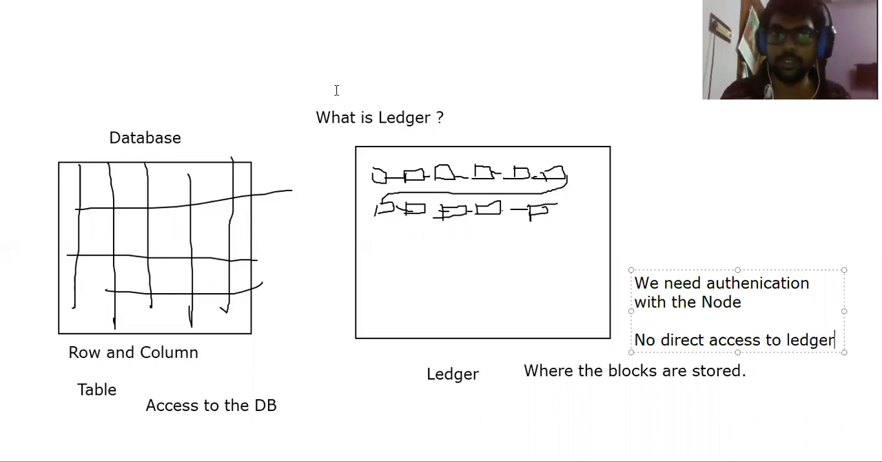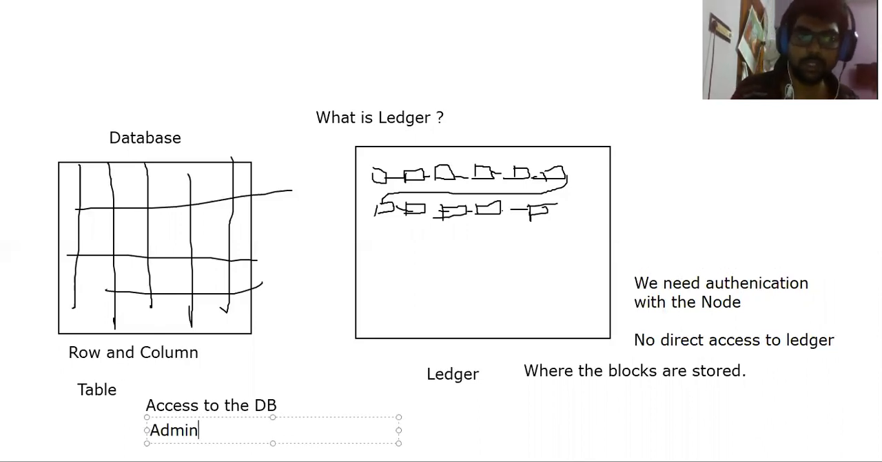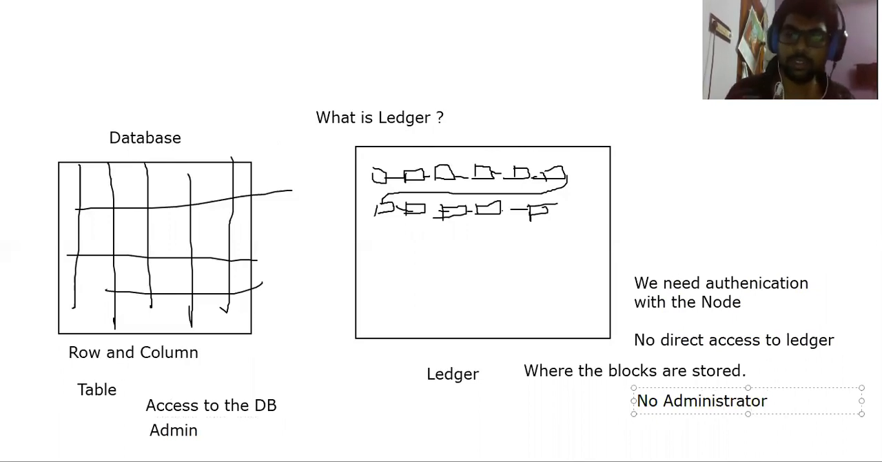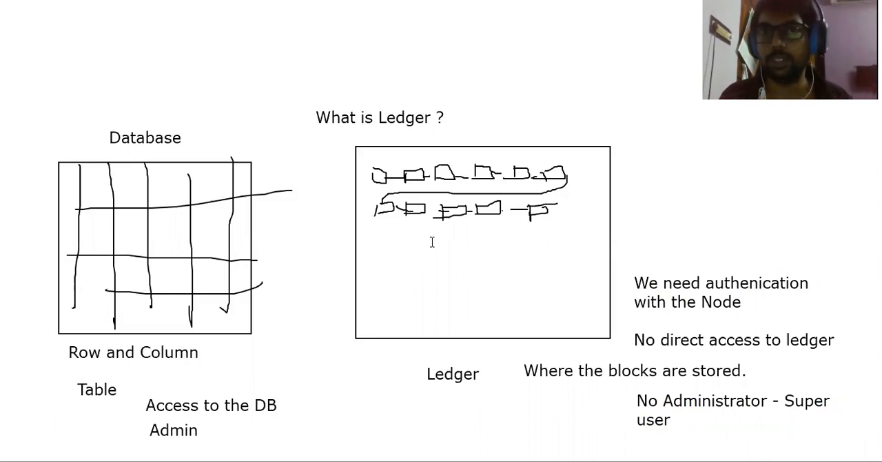In a database, it is the admin who makes, deletes, or puts the data. But in blockchain there is no administrator concept. There is no administrator or super user in blockchain. That's why we call this ledger a trusted technology, because there is no administrator-type database and no super user. So we need to authenticate with the node and this ledger.